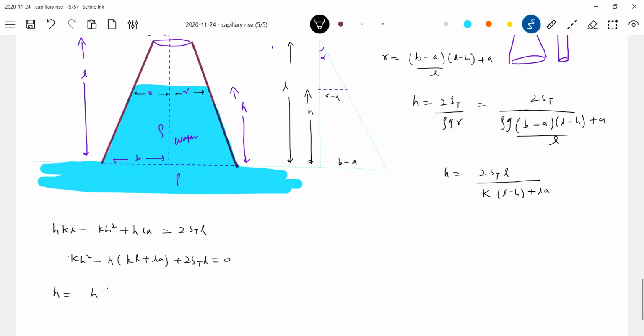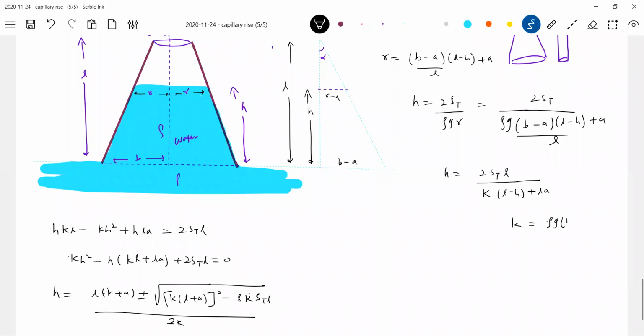This will be H equals KL plus A plus or minus square root of KL plus A whole square minus 4K into 2STL, all divided by 2K. What is that K? K again we assumed it. K is equal to rho g B minus A. Okay, there's a value of this one.